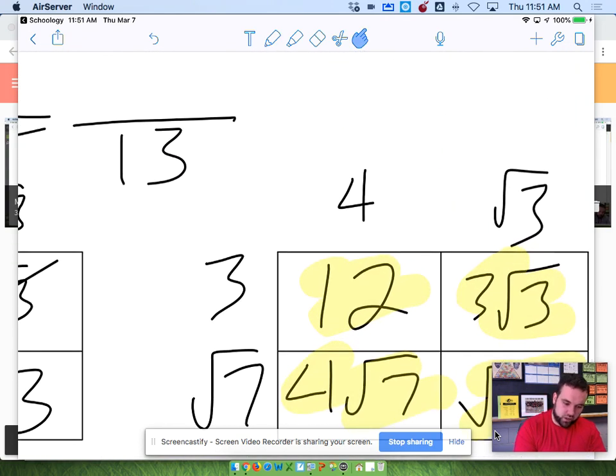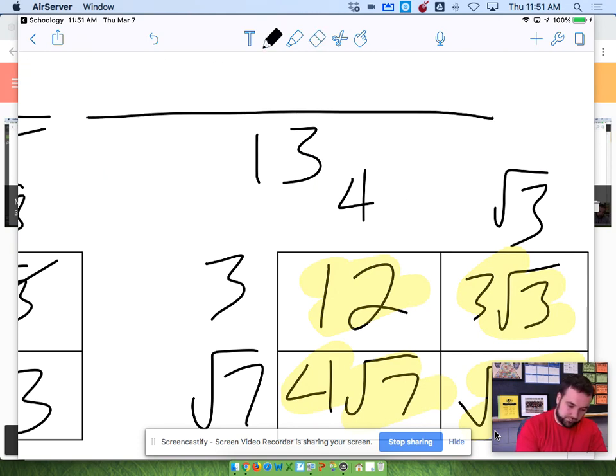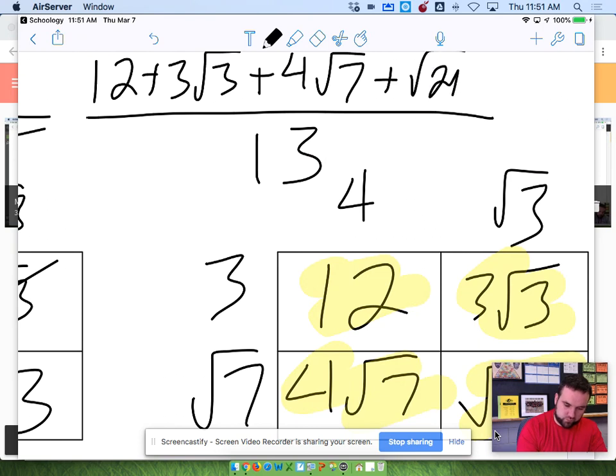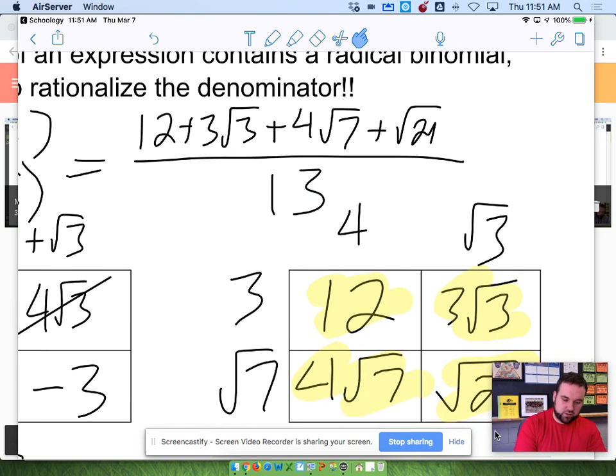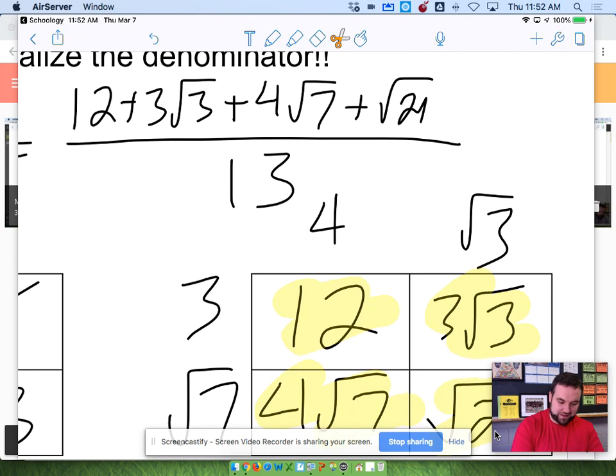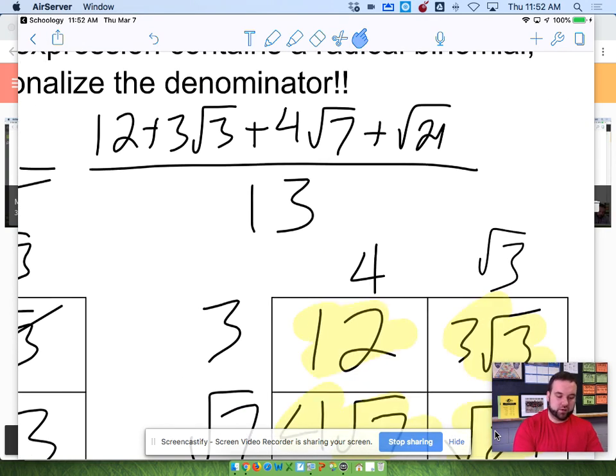I'm going to move our 13 over to about here. Let's erase this. Our final answer is just going to be 12 plus 3 root 3 plus 4 root 7 plus root 21, all over 13. And again, you might say to yourself, that's not simpler. There's more stuff there than there was in the beginning. And to that, I agree. But the fact that we have gotten rid of the square roots in the denominator matters. Not too often will you have a numerator that looks like this, but as it stands right now, that's what we want our numerator to be.